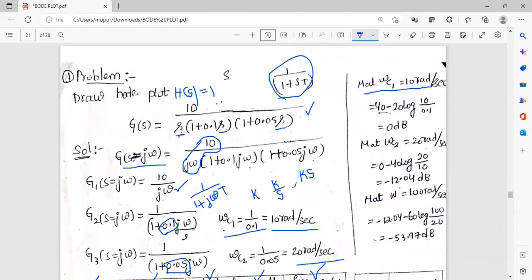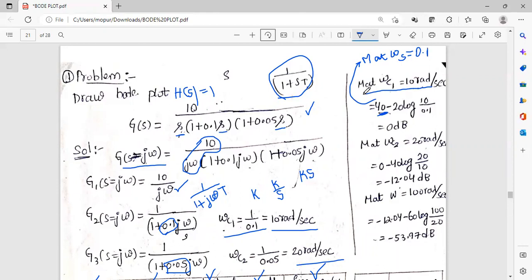Listen carefully to how to find the magnitude at the next corner frequency. The magnitude at 10 radians per second: first we need the initial magnitude, which means the magnitude at the frequency before this one. What is the frequency before this? Omega s, which is equal to 0.1. If you understand how we are writing this, it will be very useful when we are obtaining the transfer function from the Bode plot.